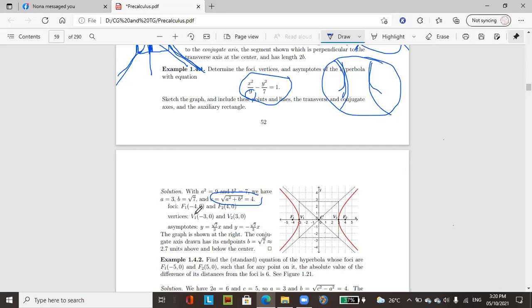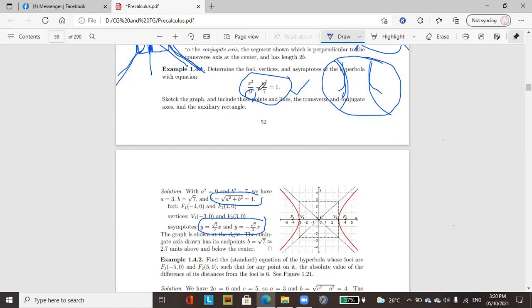F1 is equal to negative 4, because again, the distance from the center to the focus is c, and that is equal to 4. The center to the vertex is a, therefore the coordinates are negative 3. Now, from this given equation, if we let 1 be equal to 0, then solving for y, we can derive these two equations, and these are the asymptotes.